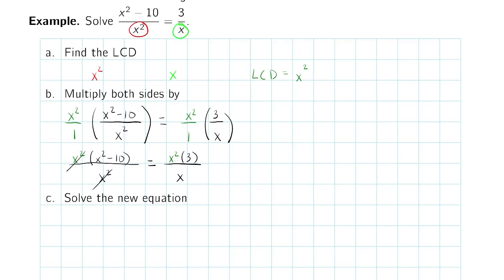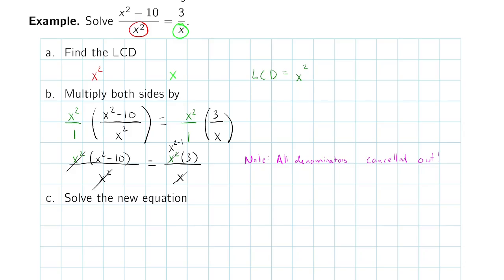On the left, the x squared factors cancel out. On the right, my x in the denominator cancels out, and I'll be left with x to the power 2 minus 1. Notice, everything in the denominators canceled out completely. After this step, after I multiply both sides by the LCD, I have no denominators.